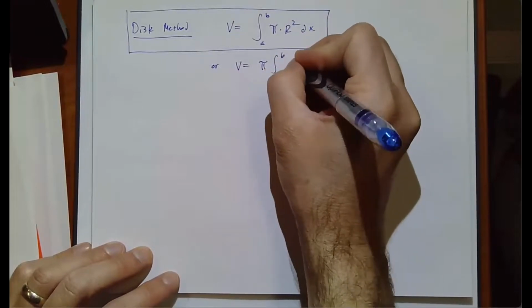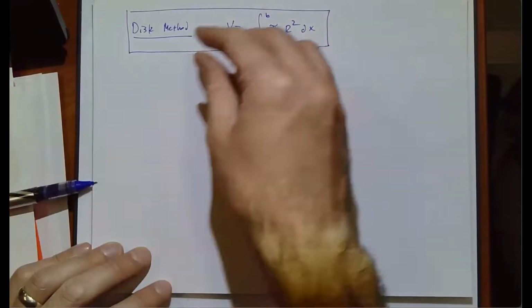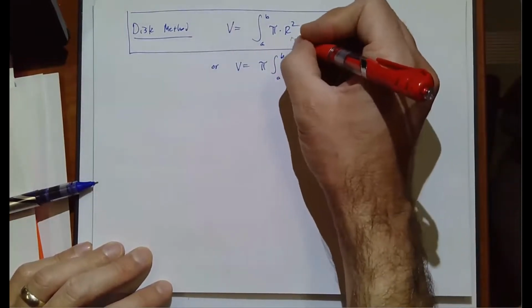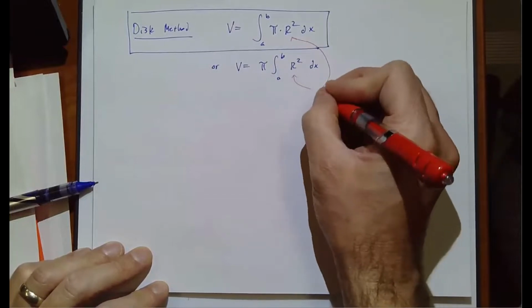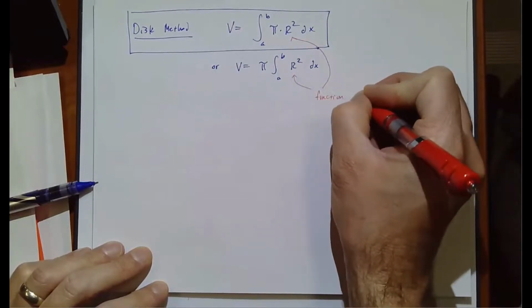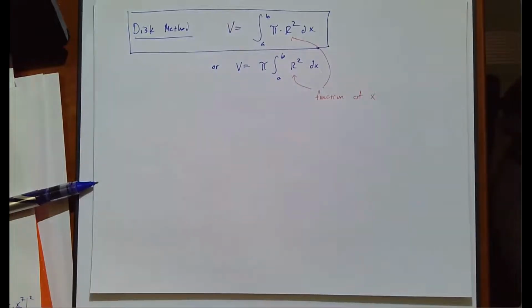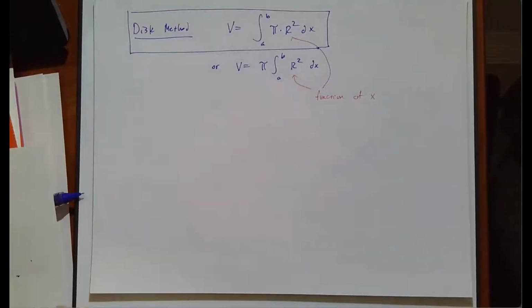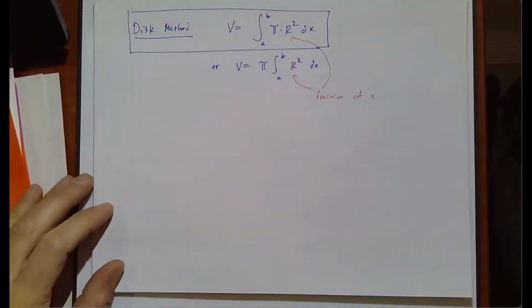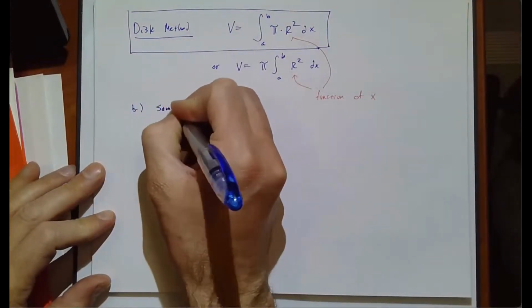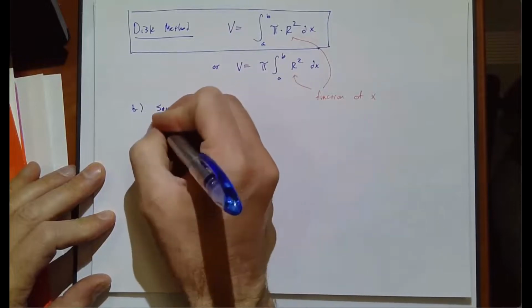And what I want to mention here is that this capital R, this radius, is going to be a function of your variable. In this case, x. And you can totally also do this in terms of y in the same sort of way we did area in terms of y. So let's look at another example. Actually, let's look at the same example, but now instead of revolving around the x-axis, we're going to take the same region revolved around the y-axis.